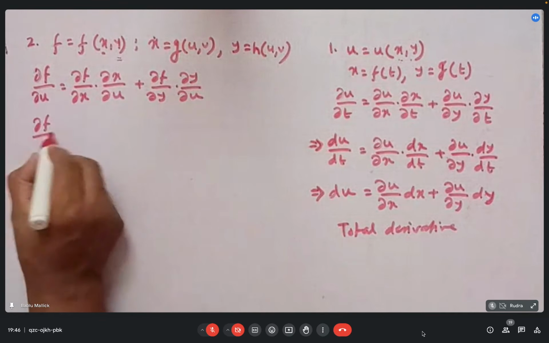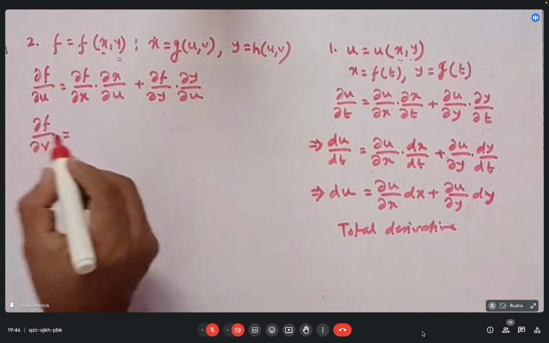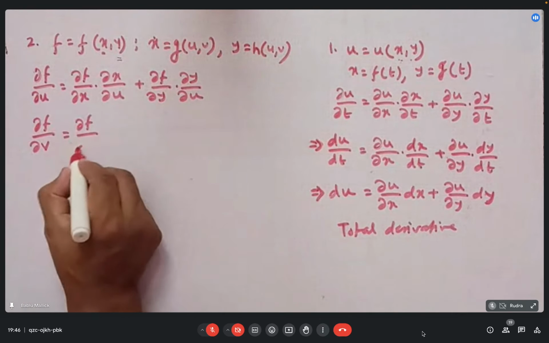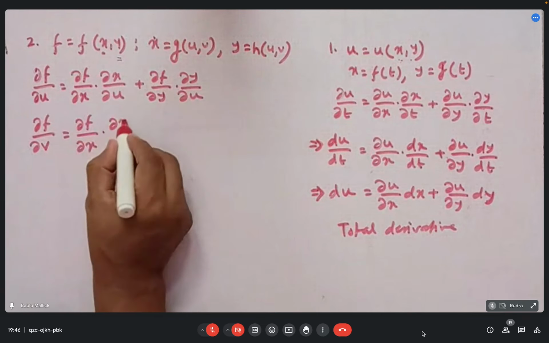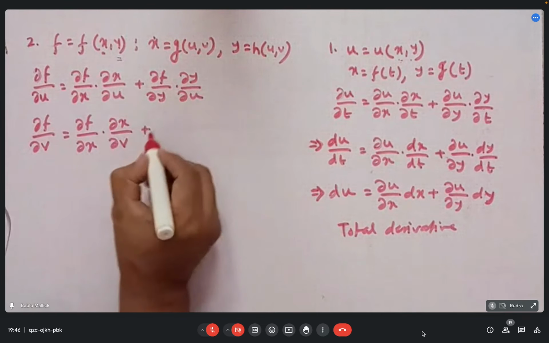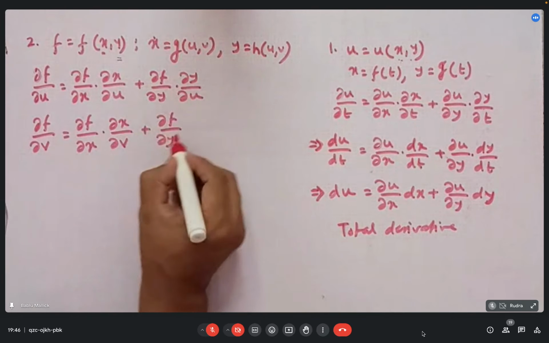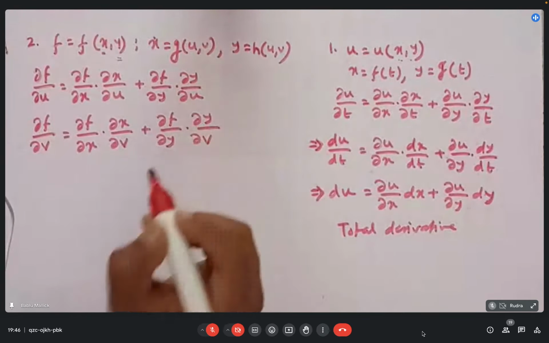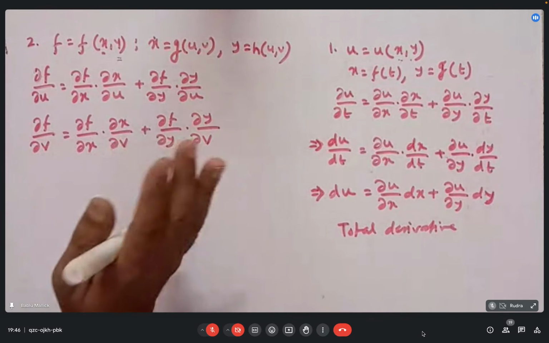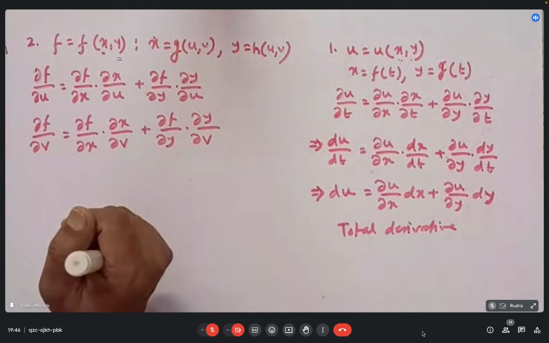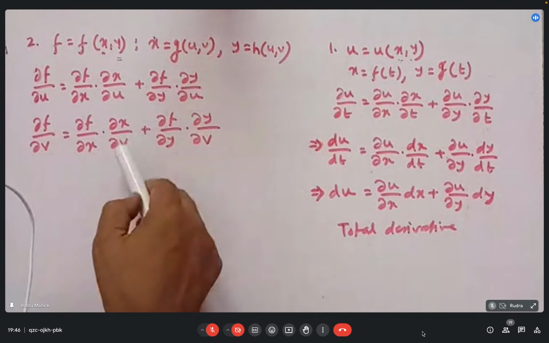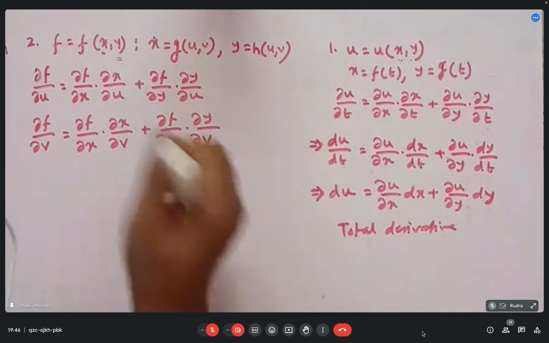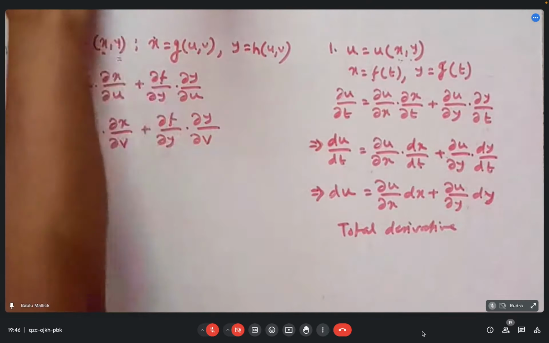Similarly, del f del v is equal to del f del x into del x del v plus del f del y into del y del v. Similarly you can extend up to 3 variables also. You can extend it. So these are the results. Write the question.